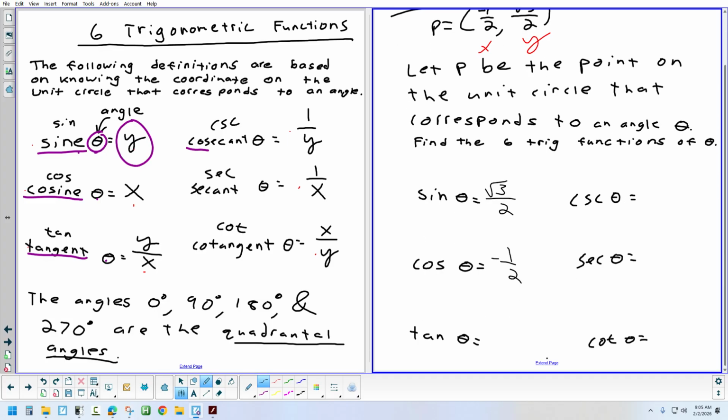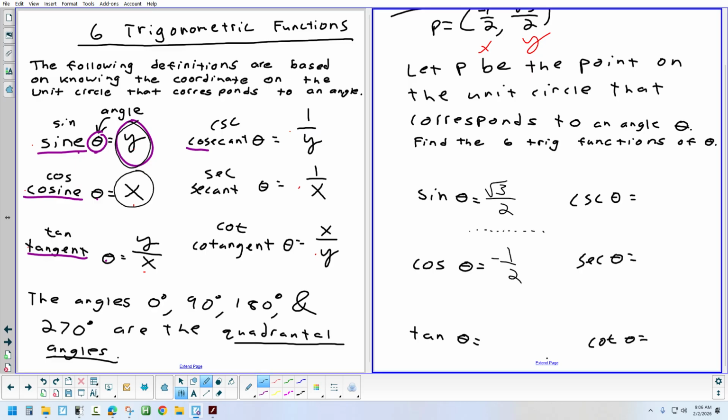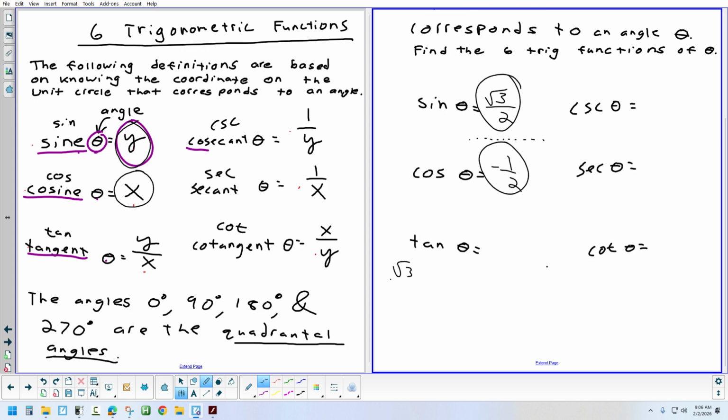Okay. Next one is tangent. What's the definition for tangent? It's y over x. So it's y over x. It's almost like we could just put a division line right there. That's the tangent. This is y. This is x. So it's root 3 over 2 divided by -1/2. Okay, with this one, we're not going to end up with a square root in the bottom, but we do have a fraction in the bottom. We don't want to do that either.